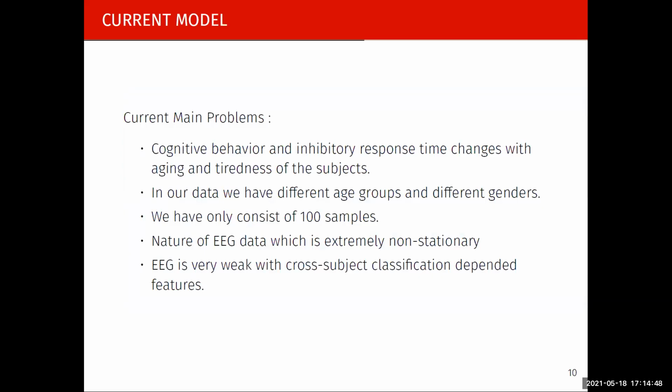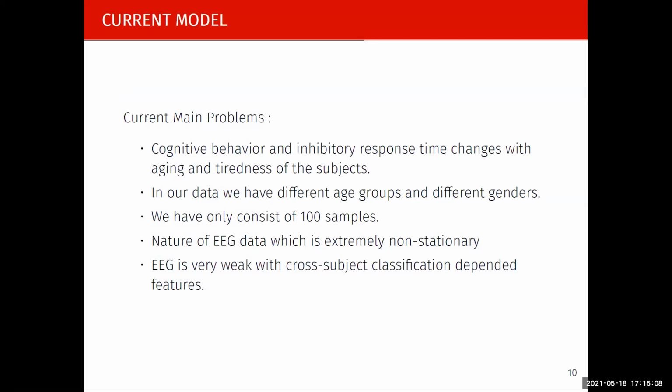So we have certain heavy problems with this task. Our first problem is that cognitive behavior and inhibitory response time change with aging and tiredness of the subjects. And in our data, we have different age groups and different genders. Also, our data consists of only 100 samples.